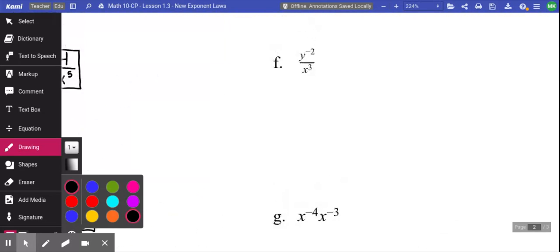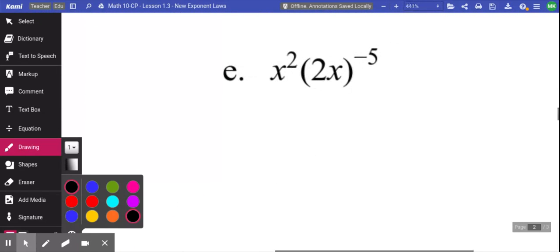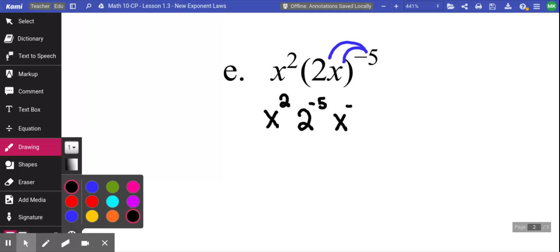Okay, we're looking at E. The first thing I would do is deal with this power outside the brackets by moving it inside the brackets. So this becomes x to the power of 2, 2 to the power of negative 5, x to the power of negative 5. So I brought it in.